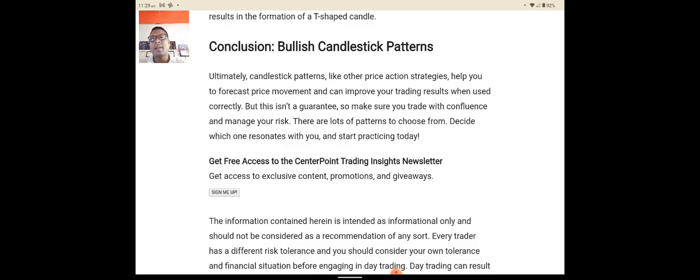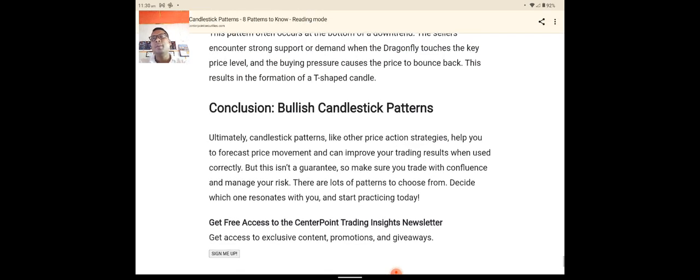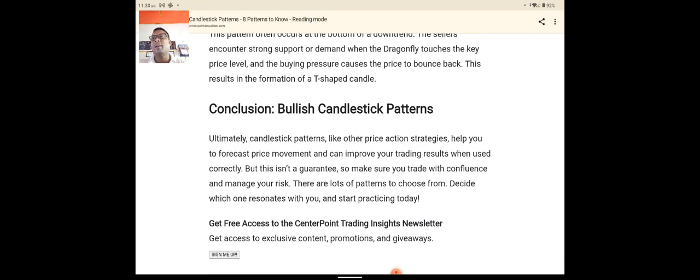to forecast price movements and can improve your trading results when used correctly, but this is not guaranteed, so make sure you trade with confidence and manage your risks. There are lots of patterns to choose from. Decide which one resonates with you and start practicing today. Practice makes perfect.